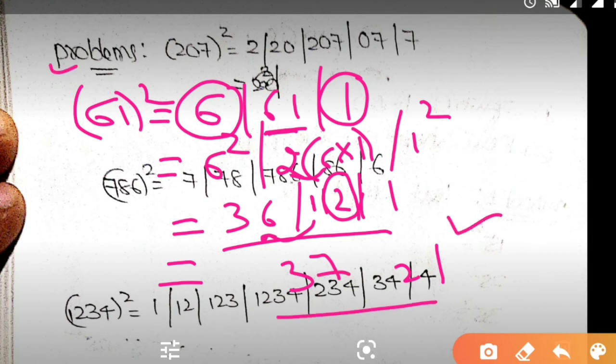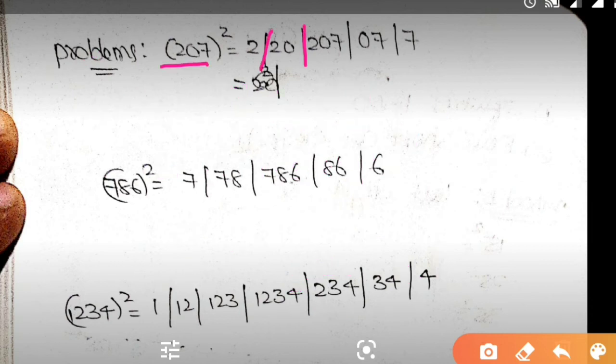Like that you can find the squares. Very 7 square. First of all, we have to divide the number like this, 2 0 7, 2 0 7 7. So here if single digit, what you have to do, you have to do the square.